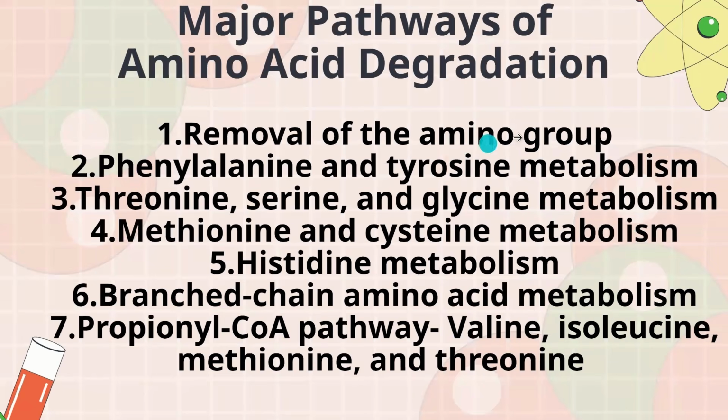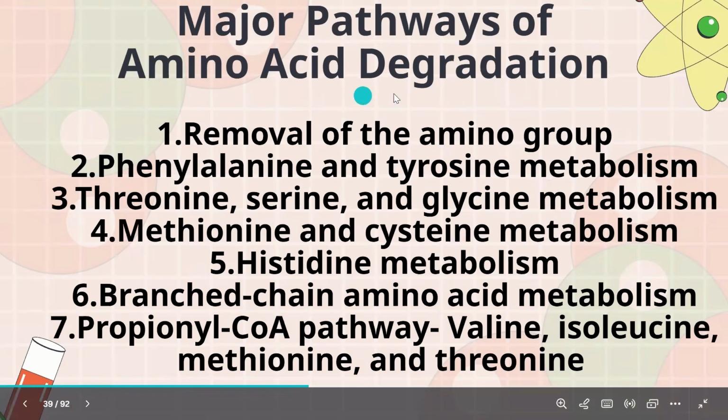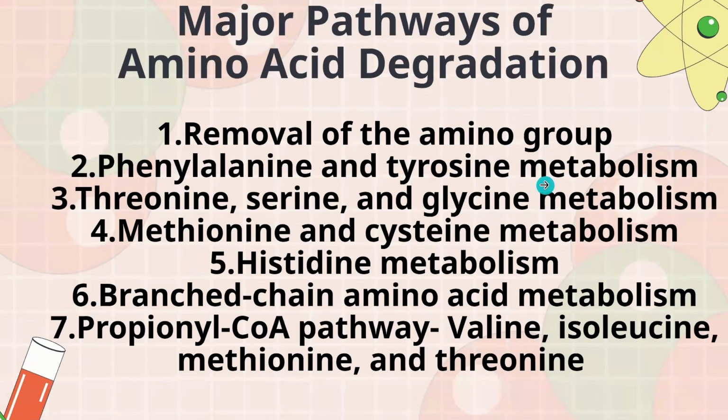So here, don't get overwhelmed. This is nothing to memorize. The major pathways of amino acid degradation, we're going to talk about the seven of these degradation pathways, and then in later lectures, we're going to break down and understand each of these, right? So first of all, you have the removal of the amino group and so on. You guys are going to see what I'm talking about because this is the point where we want to discuss all the lectures later on.